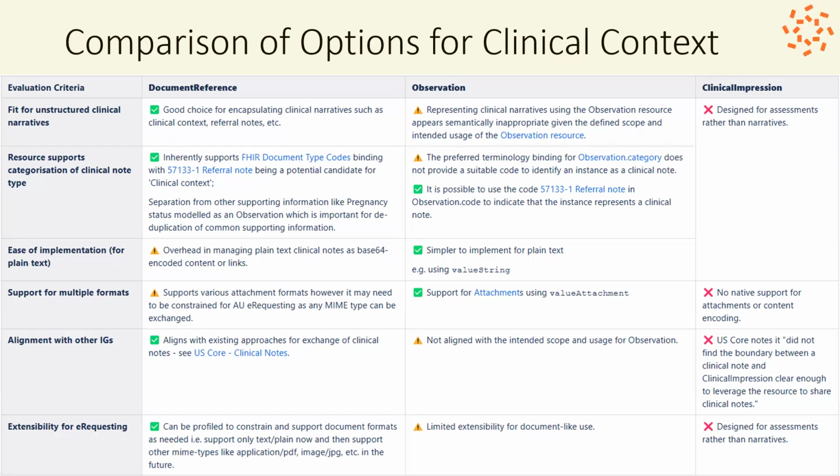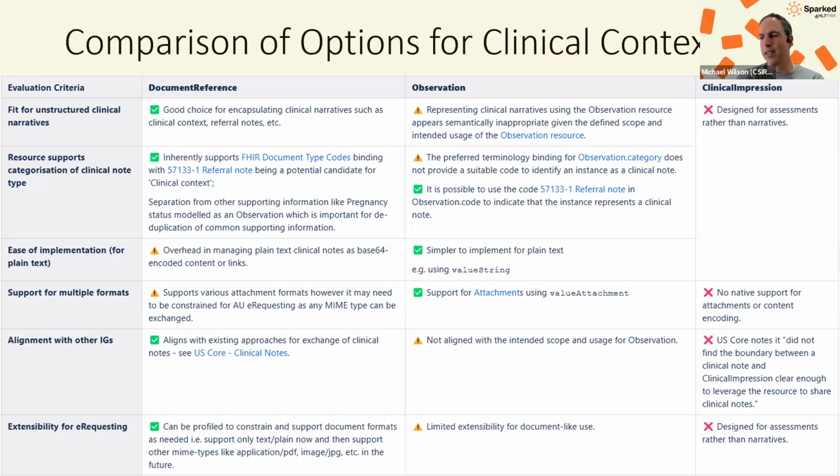Can I just ask a question? Are the US clinical notes different to what we're proposing for the Australian ones in terms of it being plain text only? No, it's generic, so it is clinical notes across any exchange. It's not specific to service request. Is it constrained to text only, Michael? No, it is not either.